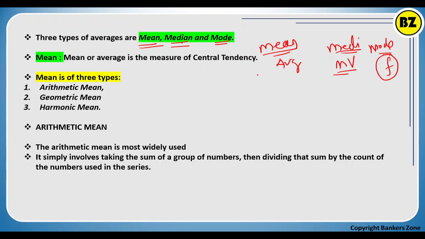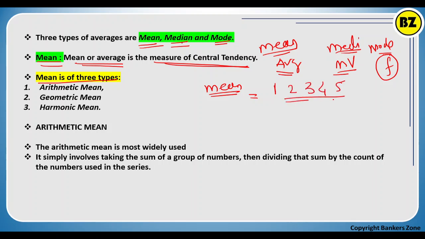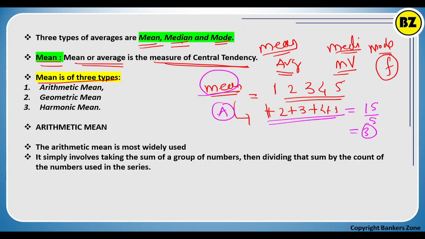Now what is mean? Mean is simply the average, so mean or the average is a measure of central tendency. How do you calculate the mean? Simply calculate the average. For example, if I say 1, 2, 3, 4, 5, these are the samples. To calculate the mean, 1 plus 2 plus 3 plus 4 plus 5, the total is 15. How many numbers are there? 5 numbers, so 15 by 5, so 3 will be your mean. It is simply the average.